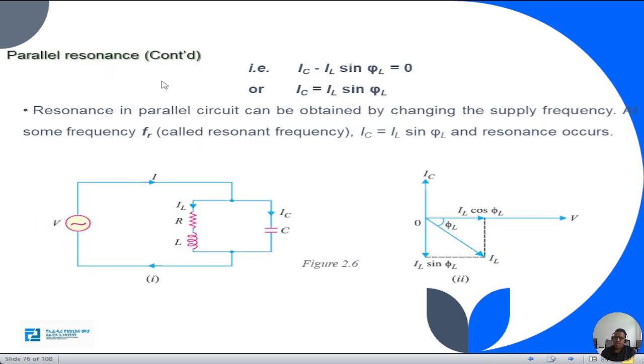So at parallel resonance, the current in the capacitor minus the current in the inductor, IL sin theta L, equals 0. That means IC equals IL sin theta L. Both supply current and applied voltage are in phase. So resonance in a parallel circuit can be obtained by changing the supply frequency to some frequency F, called the resonant frequency, where IC equals IL sin theta L and resonance occurs.